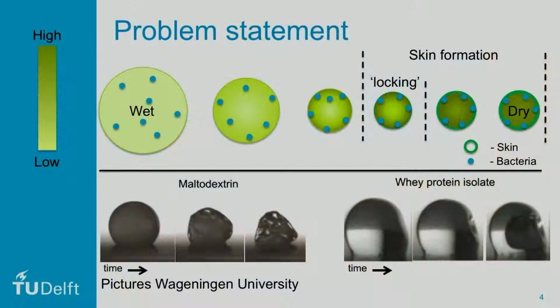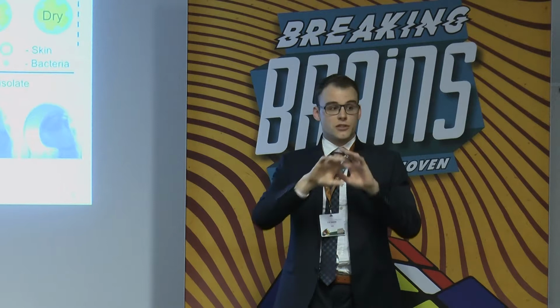You can get some fun things. For example, if you have a sugar malted extract in there, you get a skin on the outside that's not very strong, and it kind of buckles in as it dries further. But you can also get very strong skins. For example, whey protein isolate does this. You get a skin that is so strong that, like I told about this locking point, the droplet can't really shrink anymore. But because the skin is so strong, the only way it can evaporate further is to create a hole in the skin, and you get a vacuole that forms from the outside in, and it dries from the inside out, and you just get a shell at the end.